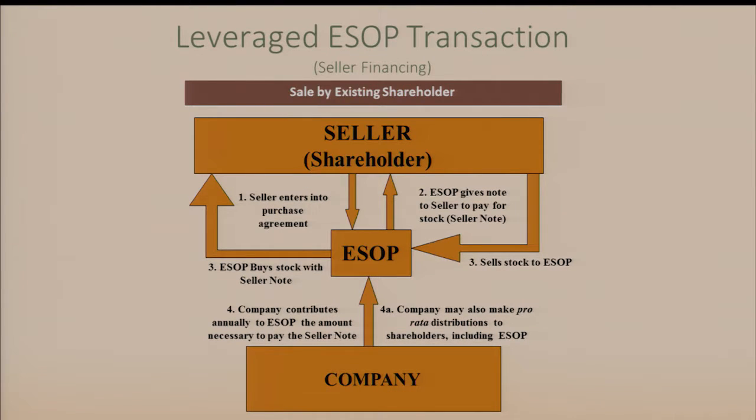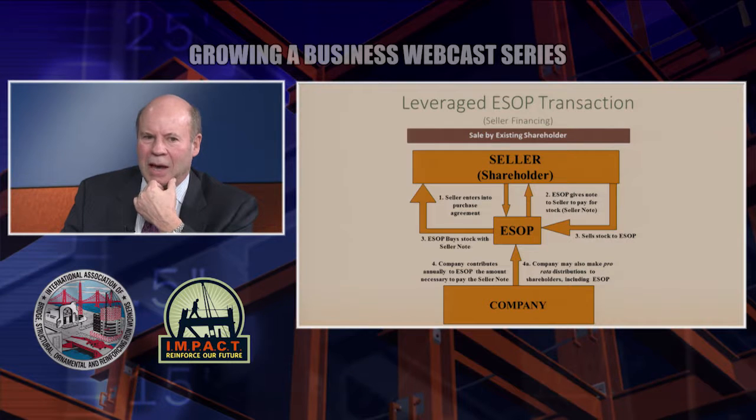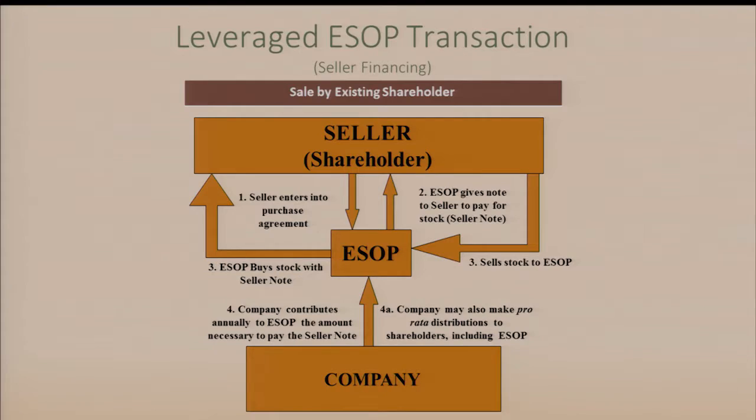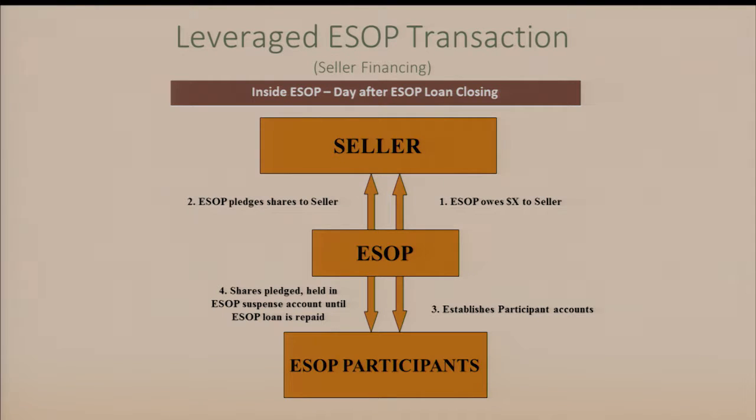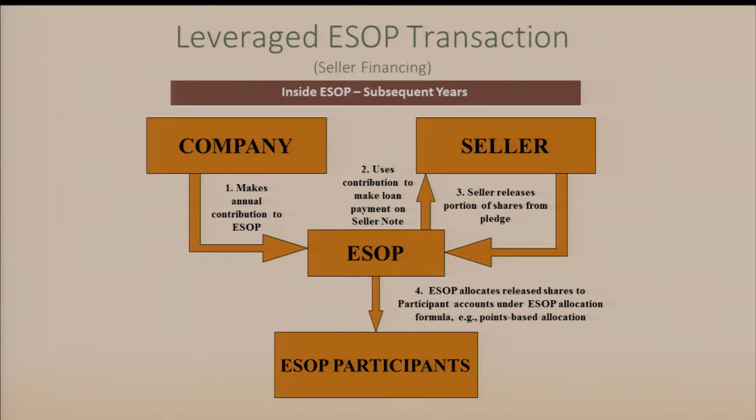Now, suppose there is no bank. Suppose the seller says, I don't really want to go to a bank, I'm happy to just go ahead and have the ESOP give me a promissory note for the purchase price. Under this circumstance, the seller enters into the purchase agreement with the ESOP. The ESOP gives a note to the seller. The ESOP, with the note, buys the shares. Then each year, the company contributes to the ESOP the amount necessary to pay the seller on the note. The same thing is going to happen inside the ESOP afterwards. Day one, everything is tied up in the suspense account. Then in future years, as the company makes the annual contributions to pay off the seller note, the seller is going to release a portion of those shares from the pledge, and they'll be allocated inside the ESOP to the participant accounts.